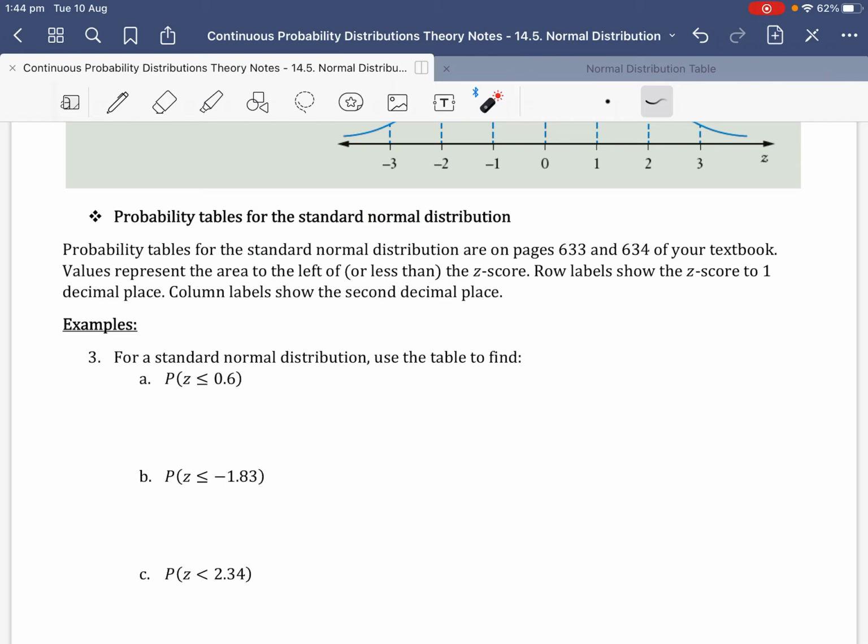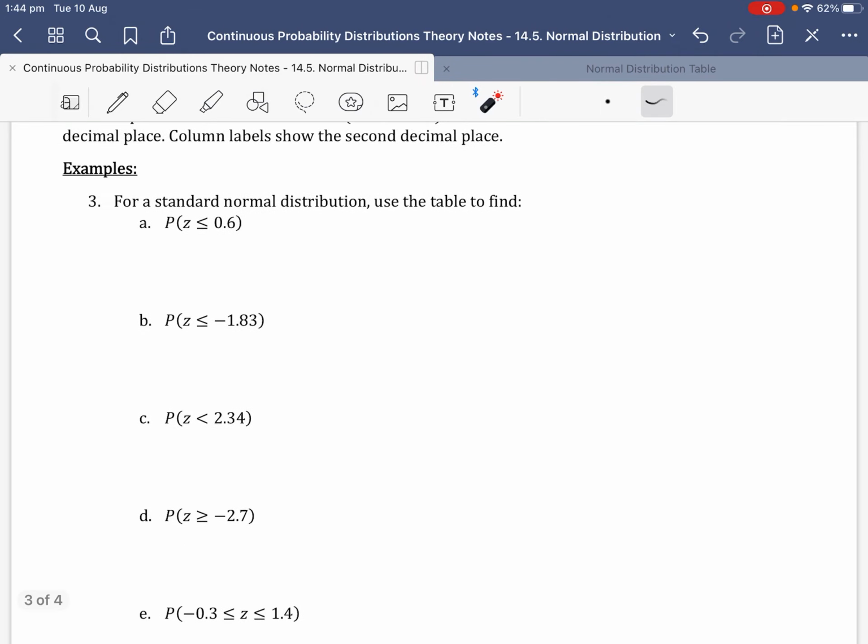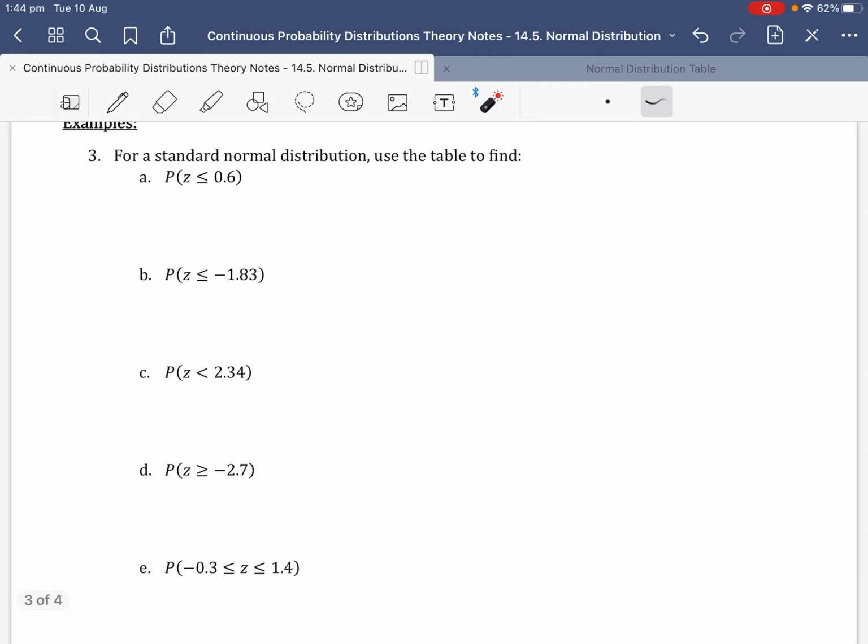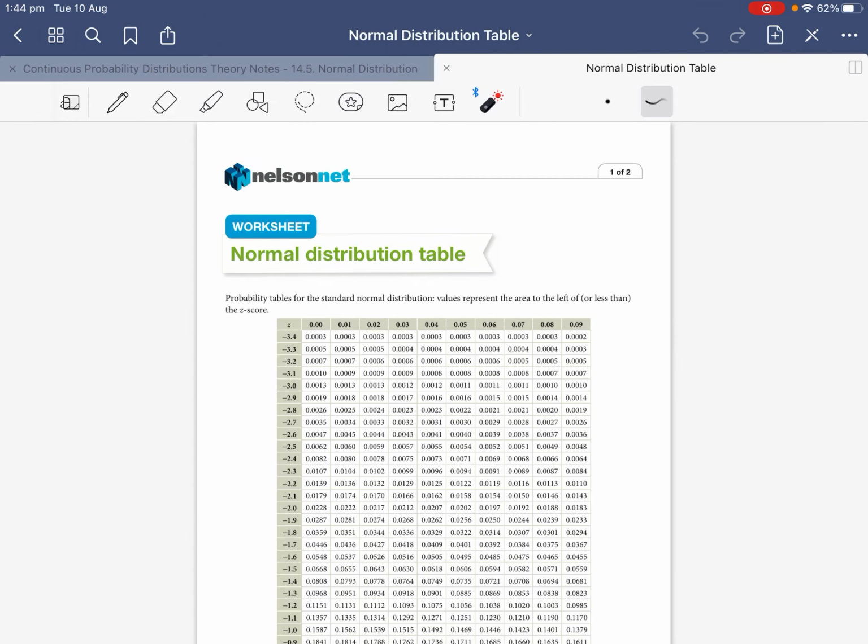So what these values represent is the area to the left of, or less than, the z-score. The row labels show the z-score to one decimal place, and the column labels show the second decimal place. So for our example, for the standard normal distribution, use the table to find the probability of the z-score less than or equal to 0.6.